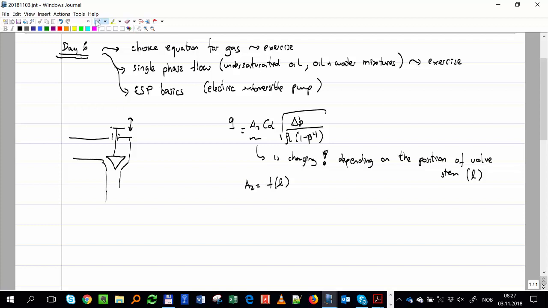So let's say when L equals L max, that means fully open, A2 is max. And when L equals L min, that means fully closed, which means A2 is basically 0.